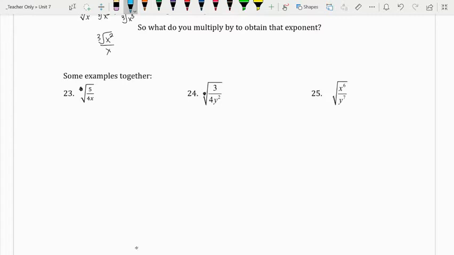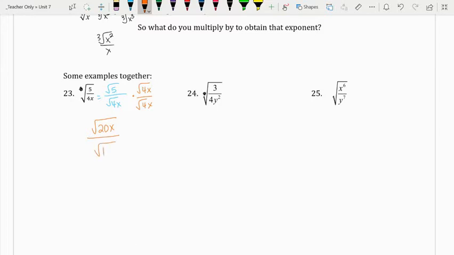So the first thing we're going to do is split it: the square root of 5 and then the square root of 4x. If I want to get rid of the square root, because I can't have a radical in the denominator, I'm going to multiply top and bottom by that root. So we have the square root of 5 times the square root of 4x, which becomes the square root of 20x. And the square root of 4x times the square root of 4x.